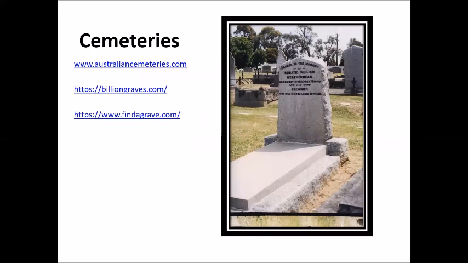So other sources of information, apart from the paperwork we talked about before and family photos, are cemeteries. Jane talked about cemeteries this morning. Cemeteries are a wealth of information about your ancestors. So this is my great-grandparents' grave at Bunyip. And there's three sites which are listed in the handout. AustralianCemeteries.com is a really, really good site, which lists Australian cemeteries. There's BillionGraves and Find a Grave, which are more international.